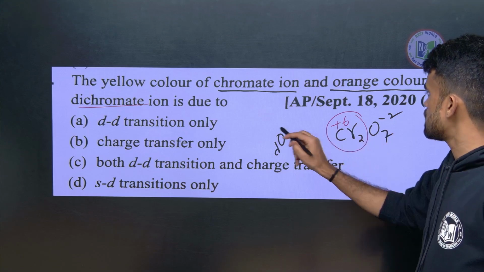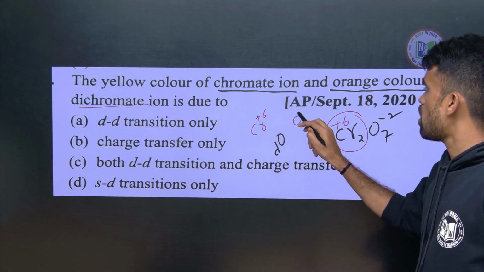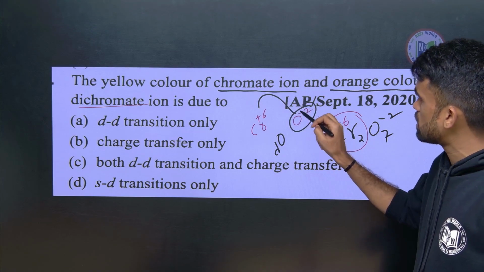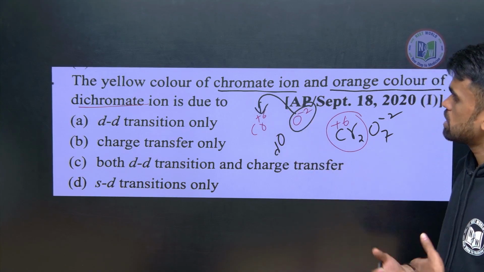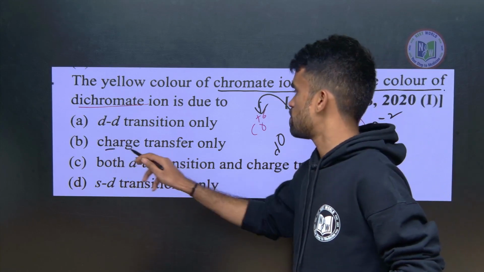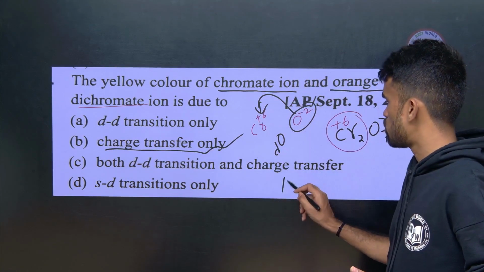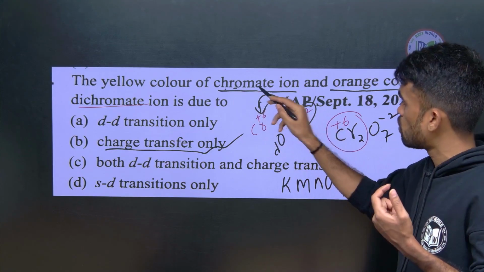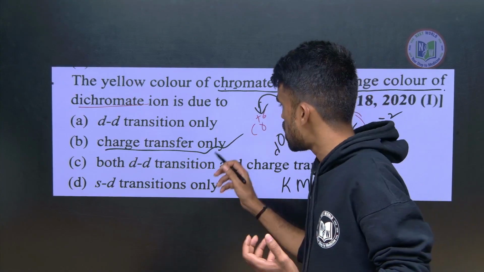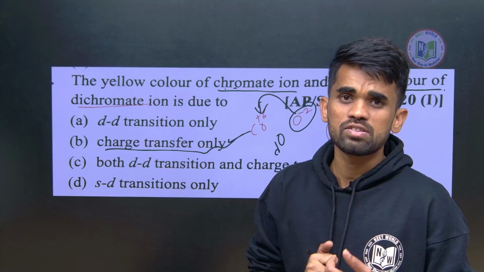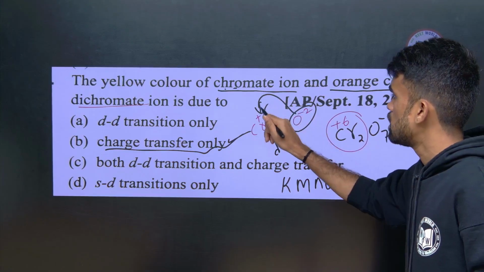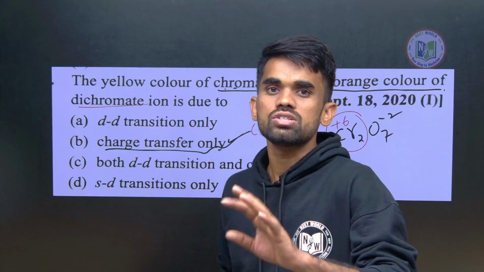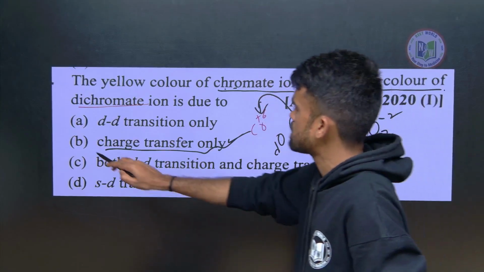So in this case, to this chromium +6, the oxide ions are the ligands, we can say. They will transfer charge to the metal. This phenomenon is known as charge transfer. So KMnO4, potassium permanganate, and potassium dichromate or chromate all show color due to the charge transfer phenomenon. Especially what type? The charge is transferring from ligand to metal, so we should call it ligand to metal charge transfer. Hope it is clear. Option B is correct for this question.